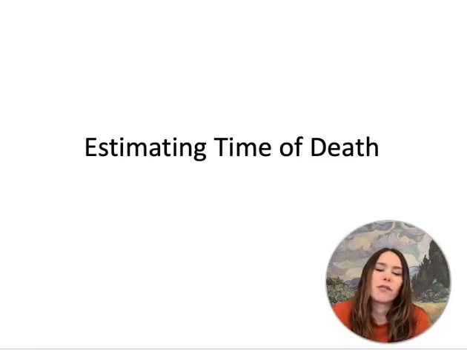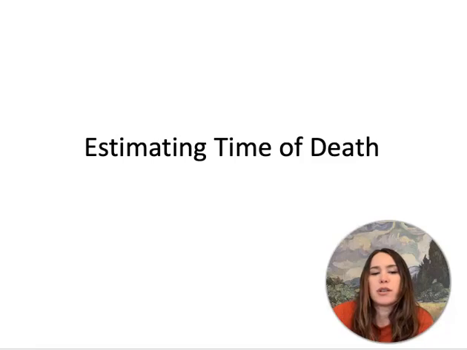There are three main features of the body that we're going to use to determine this. Remember, the time of death is just an estimate. You can't actually pinpoint the exact time of death, but you can use a lot of different things to estimate the time of death. So after forensic pathology, we'll be learning about estimating time of death.